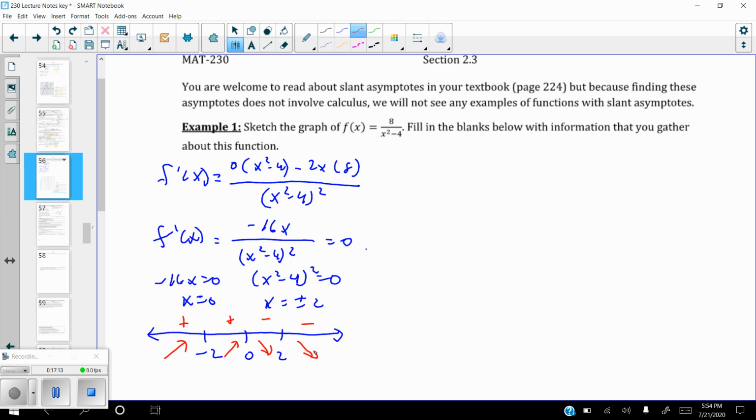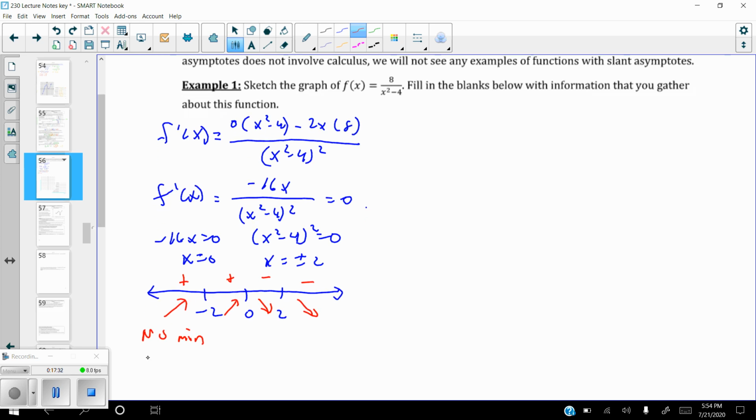This is a really interesting function. So you can clearly tell here that there's no minimums because it never goes from down back to up, but it does go from up to down at 0. So we're going to say that we have no min, but I am going to have a maximum. So I have a maximum when x is 0.